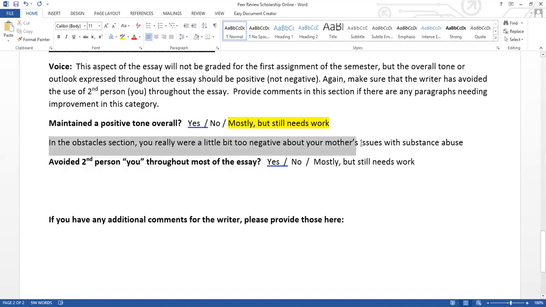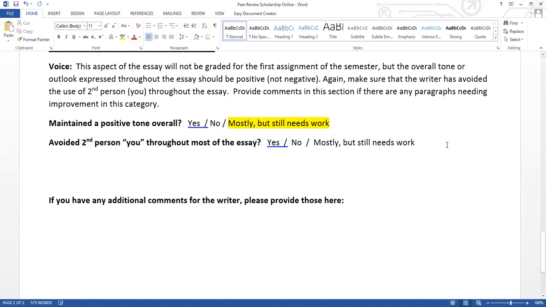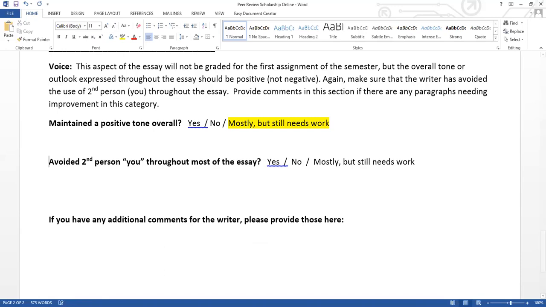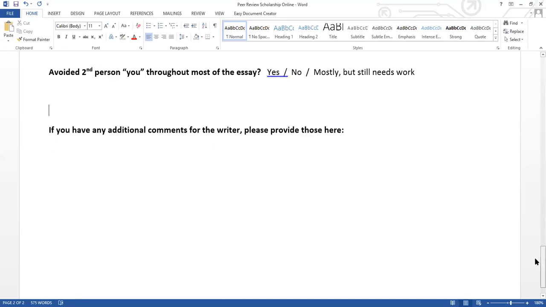If it's a yes, then okay, we're good. If they kind of didn't quite get it the way it needed to be, they kind of missed the mark a little bit, so to speak. There's an idiom for you. Then you need to just give them a brief comment so that they know what to fix. Lastly, if you have any additional comments for the writer, please provide those here.